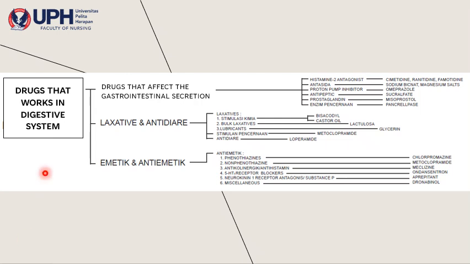Now move on to the digestive system. Here we learn about the drugs that affect gastrointestinal secretion: antacids, proton pump inhibitors, antipeptics, prostaglandins, and digestive enzymes. You can also have laxatives and antidiarrheals, because they are very important to our digestive system. And we also have emetics and antiemetics. The antiemetics consist of this type of medication.